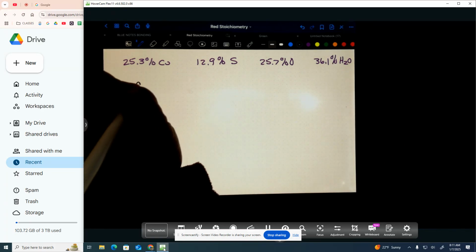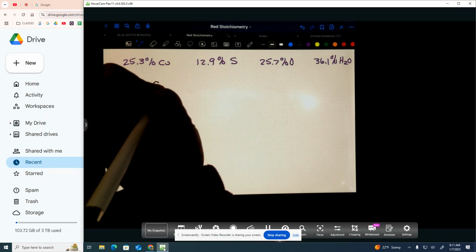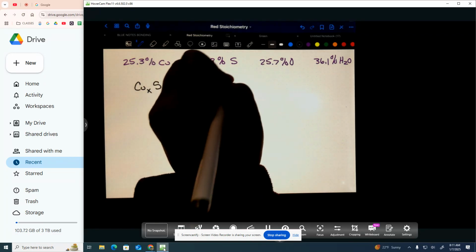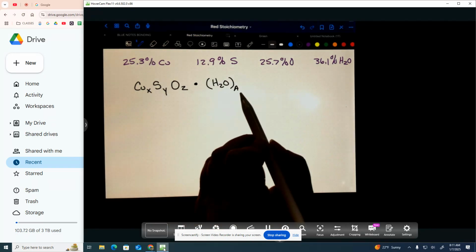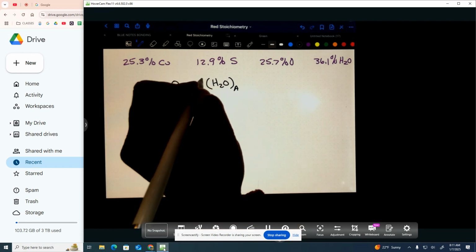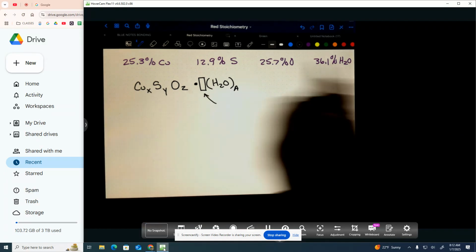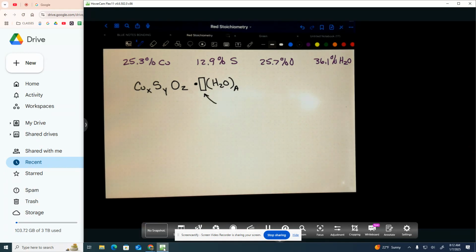So we've got copper, we'll put the X. We have sulfur, we'll put the Y. We have oxygen, we'll put the Z. And then we have water attached. Okay? We can put an A here if we want. Or we can put the number up front because we know it's a whole amount of waters that are attached. These are moles now. Do you understand? Okay. Find out how many waters are in this copper sulfate hydrate. How many moles of this water am I going to have when it is empirical?